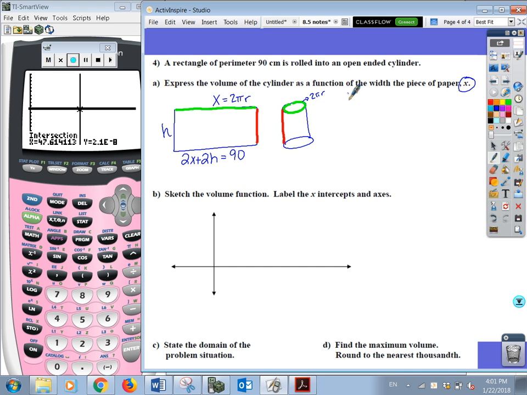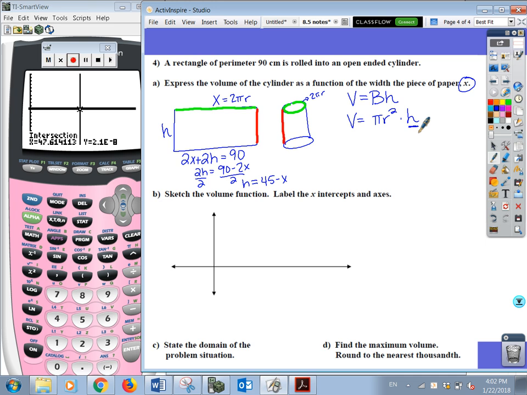So, first of all, the volume is going to be the area of the base times the height. So volume is pi r squared times h. That's going to be important to know also, because what we need to do is get that r in terms of x, we need to get the h in terms of x. So that's why I said a second ago we need to solve for h over here. So 2h equals 90 minus 2x, divide by 2. H is equal to 45 minus x. So that's one thing we need. We need the height over here in terms of x.